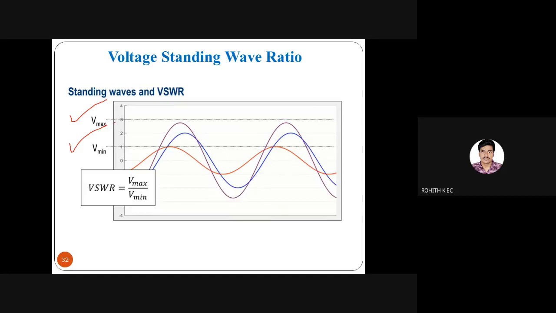Okay. So I hope all of you are now clear with these three waves. The first wave is the forward wave. The second wave is the reflected wave. And the third one is the standing wave. And this standing wave is the summation of reflected wave and forward wave.